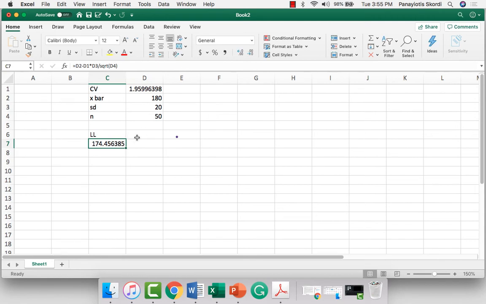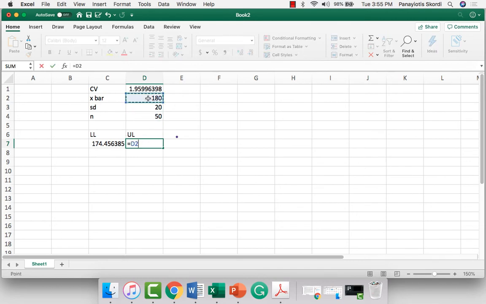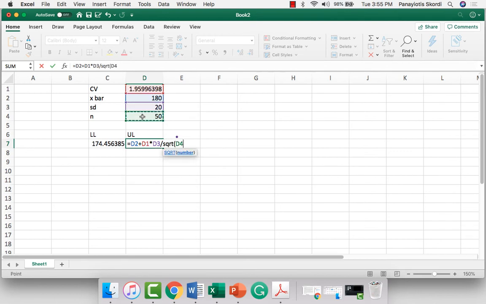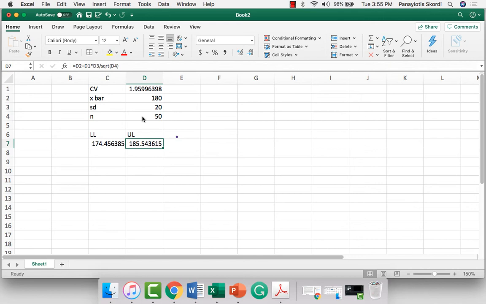And likewise for the upper limit, we can do the same thing with a plus sign in it. So it's going to be x bar, but this time it's plus rather than minus the critical value times standard deviation divided by the square root of the sample size, and we're going to get our two limits: 174.4546, 185.5554 are the lower and upper limits.